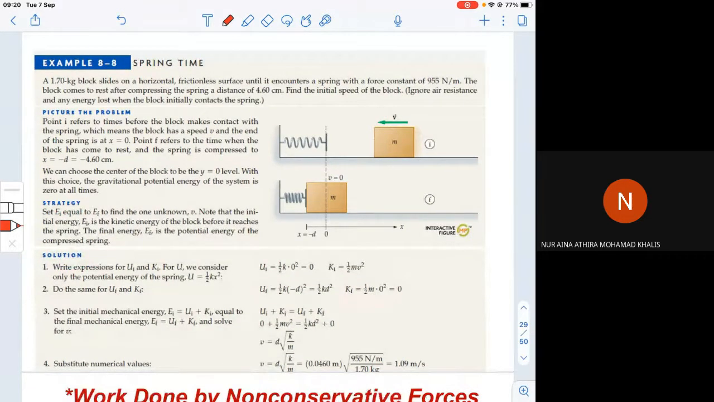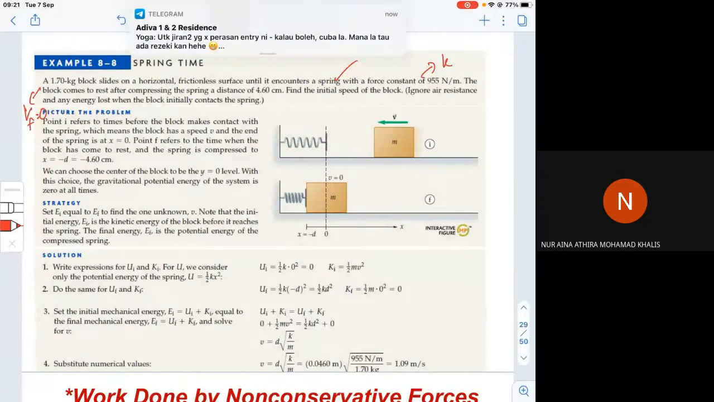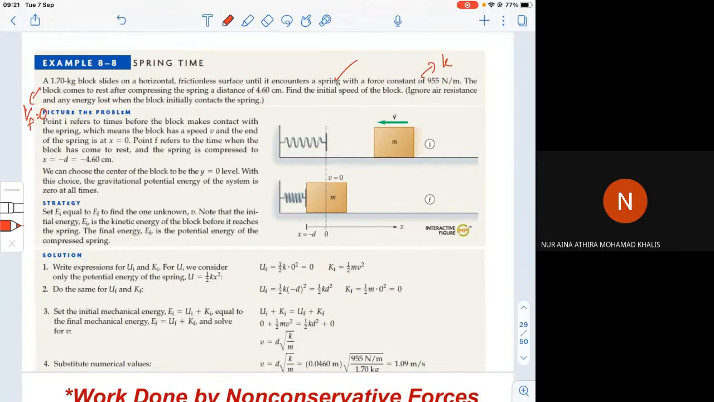Okay, a 1.7 kilogram block slides on a horizontal frictionless surface until it encounters a spring with a force constant, so this should be k. The block comes to rest, that means the final velocity will be 0, after compressing the spring a distance of 4.6. This should be delta x, the elongation of x. Find the initial speed of the block, so we need to find v naught. Ignore air resistance and any energy loss when the block initially contacts the spring.